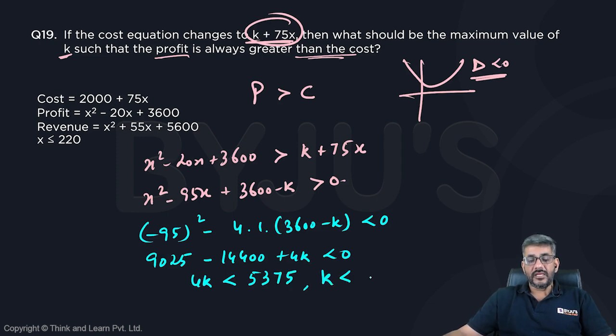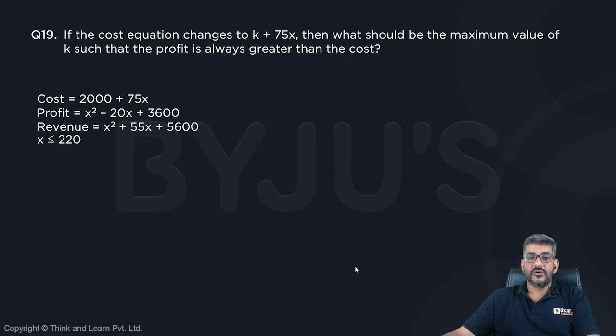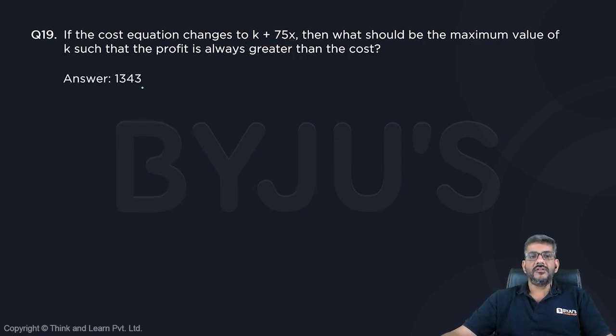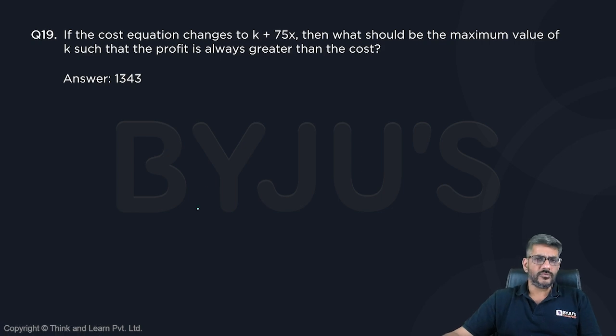That means k should be less than, 4 1s are 4, 4 3s are 12, 4 4s are 16 and 4 3s are 12, 1343.75. Question is saying what is the maximum possible value of k? Of course, k has to be an integer. So if k is an integer, the maximum possible value of k that can be there is 1343. That is our answer for this question. 1343 is the right answer. I think it should have been written over here that k should be an integer. Possibly that is missing over here.